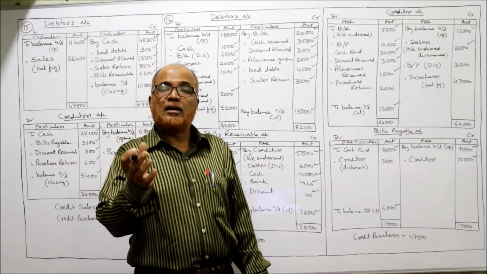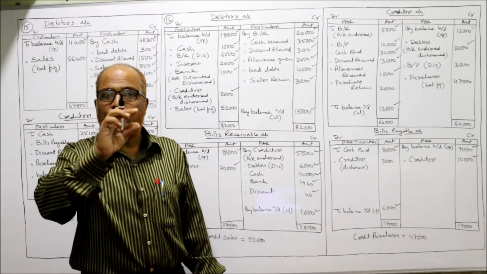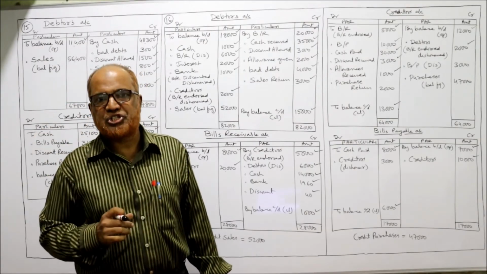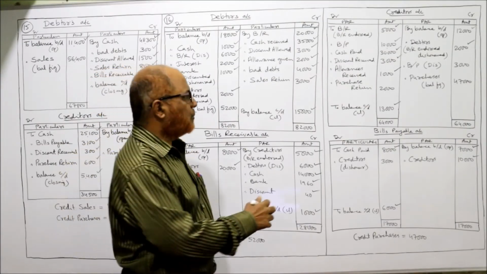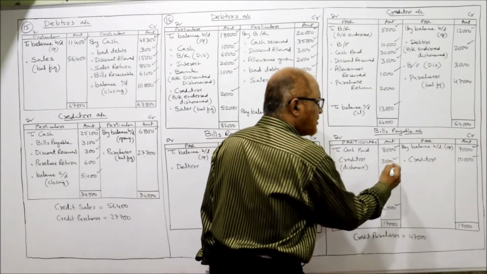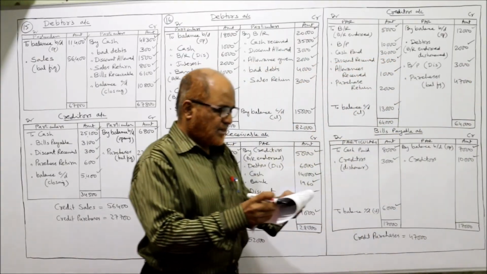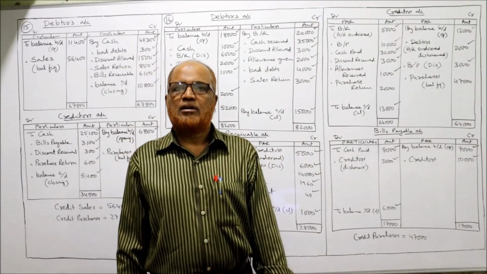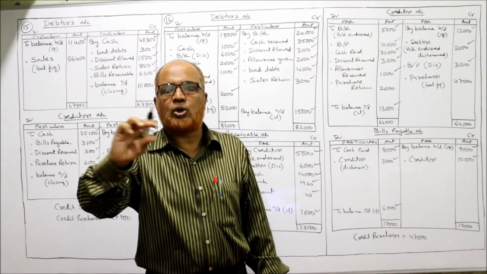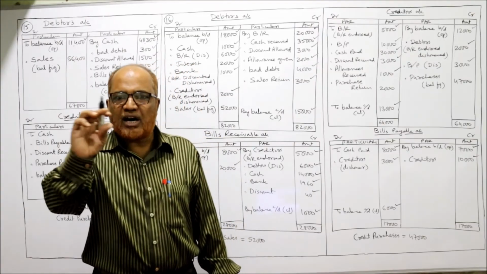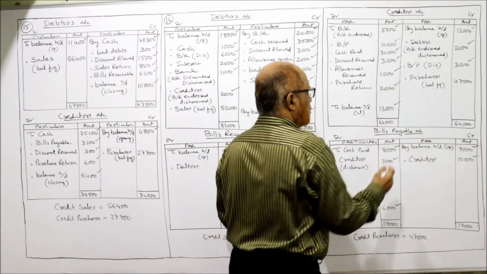Bills payable dishonored. So the entry will be bills payable account debit to creditors. How much? 3000. So bills payable debit side to creditors 3000 and creditors by bills payable 3000. Bill dishonored. Next entry, purchase return. So entry will be creditors account debit to purchase return. So creditors debit side to purchase return 2000.